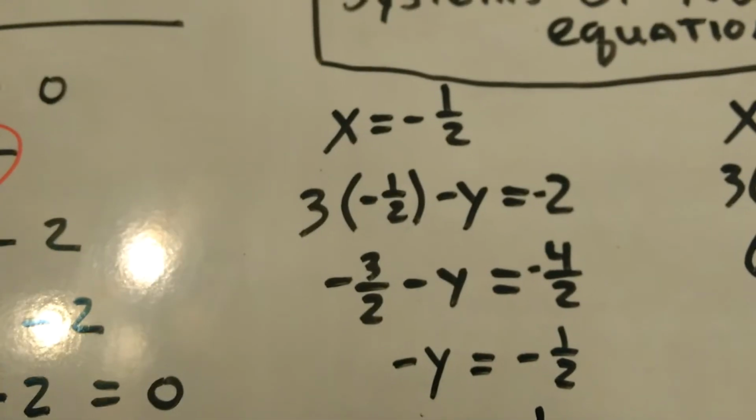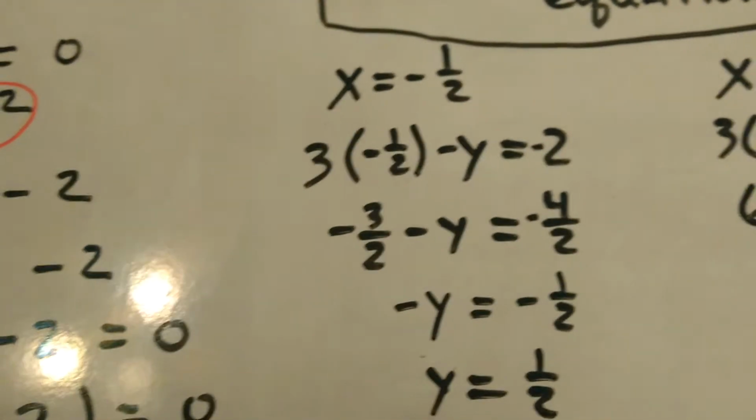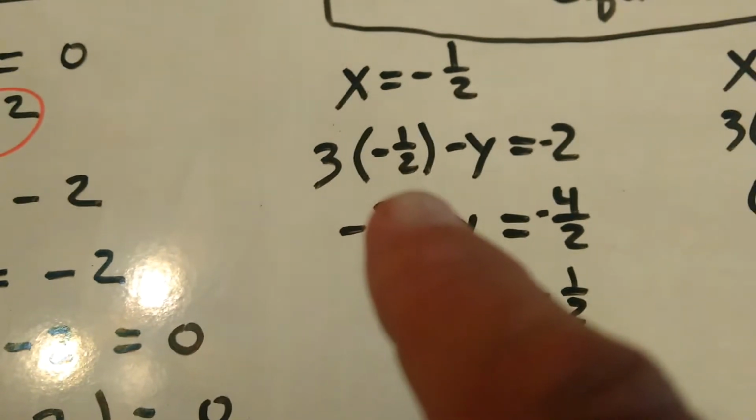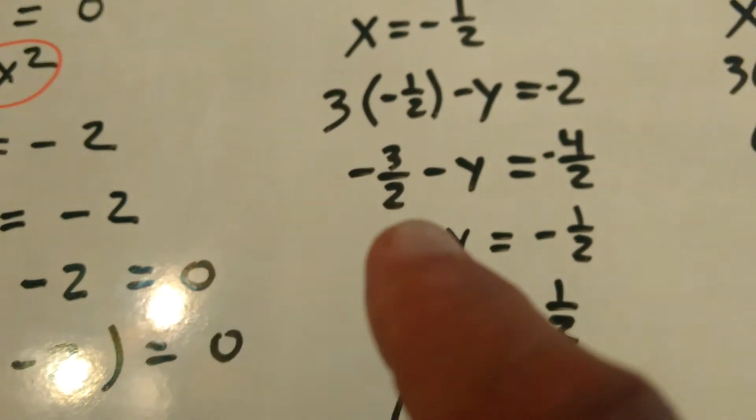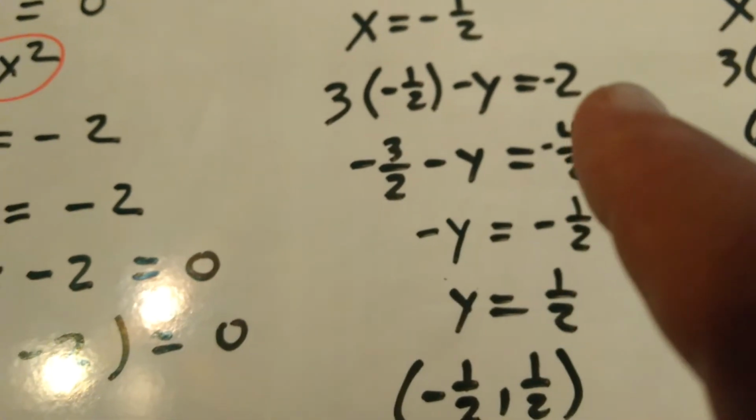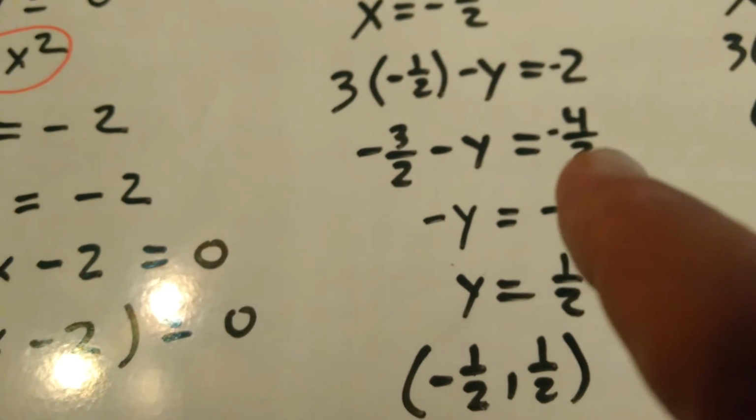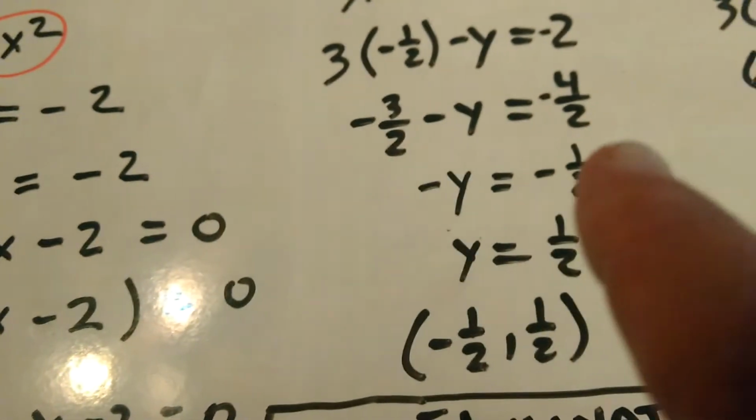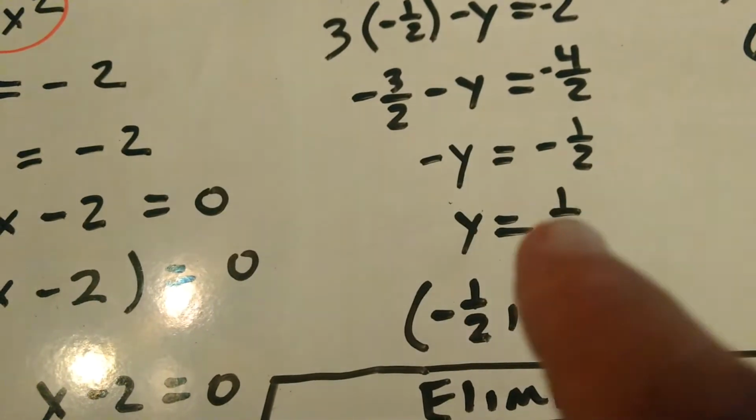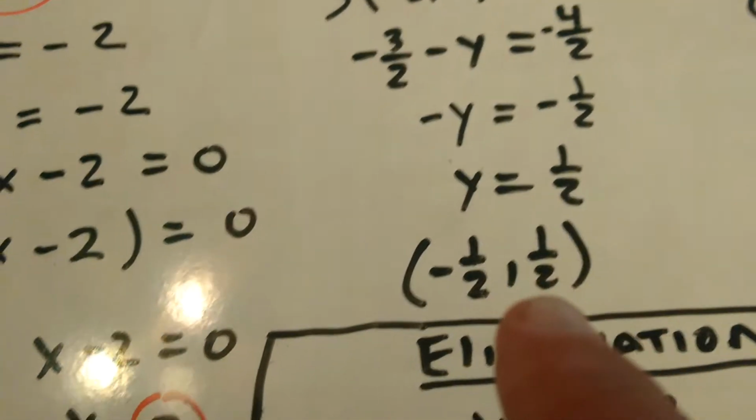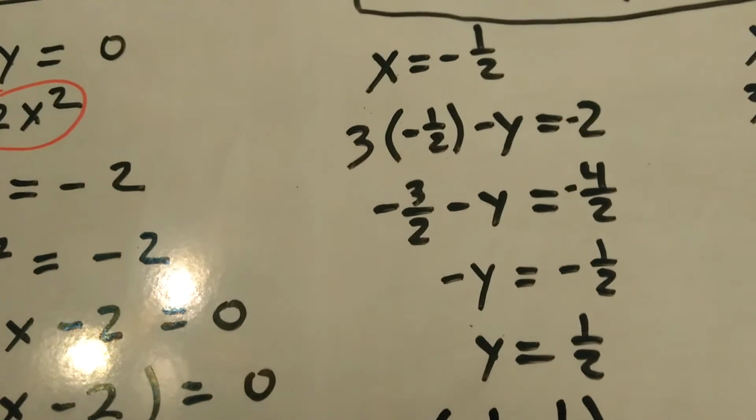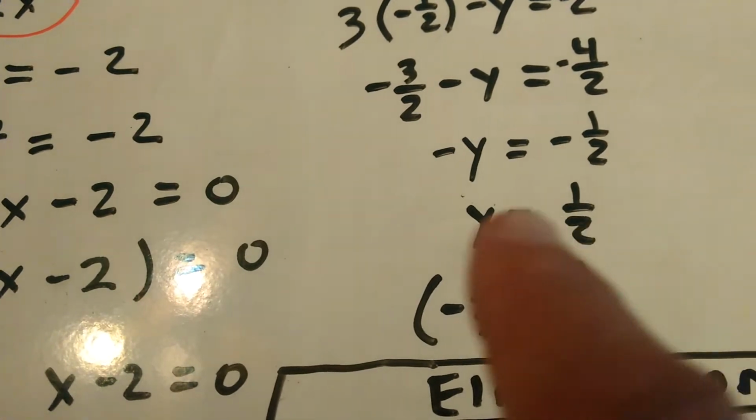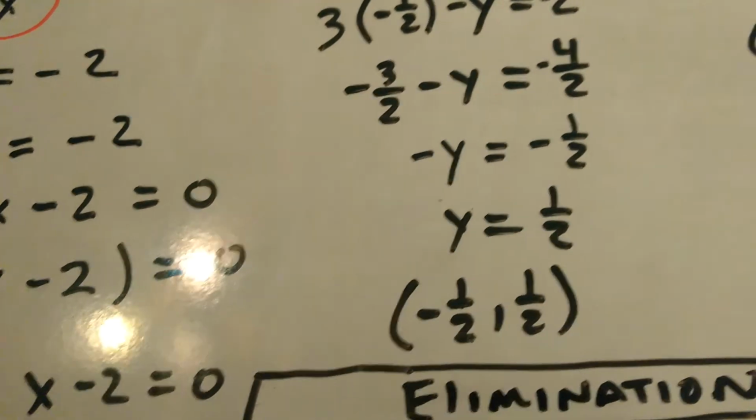So here's the negative 1/2. Putting the negative 1/2 in there, we get 3 times negative 1/2 minus y equals negative 2. We get negative 3 halves minus y. I change the negative 2 to negative 4 halves. Add the 3 halves over, we get negative y equals negative 1/2. We get y equals 1/2. So we get the ordered pair with x as negative 1/2 and y as 1/2. There's our first ordered pair.